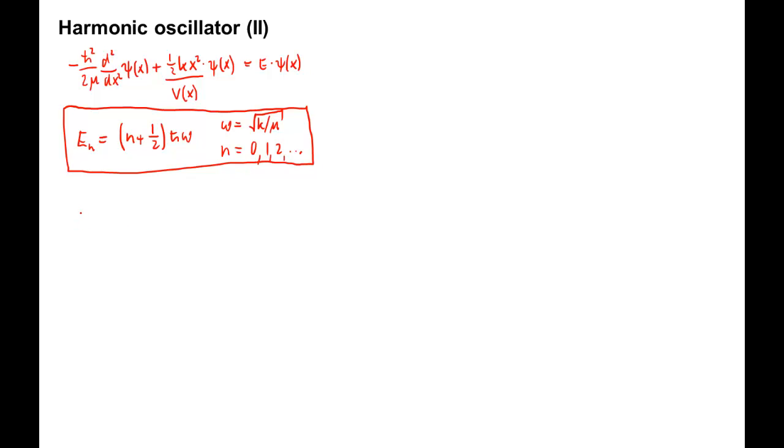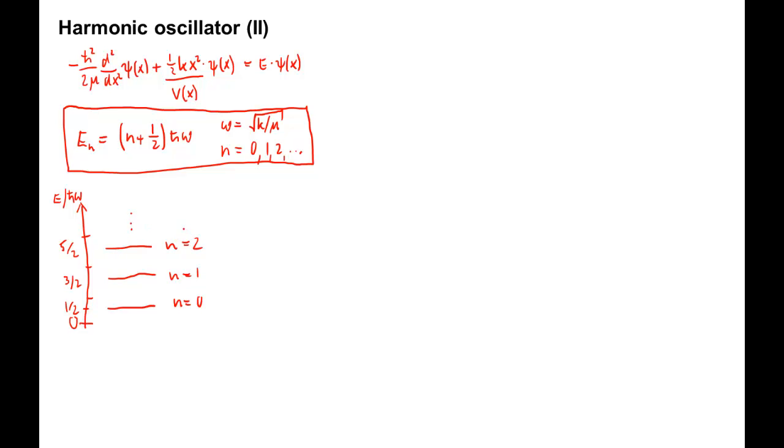Let's plot the energy levels on a scale of E over ħω. The energies are, for the ground state, 1/2 for n equals 0. The first excited state with n equals 1 has an energy of 3/2 ħω. The next state is n equals 2 and has 5/2 ħω as an energy, and so on.